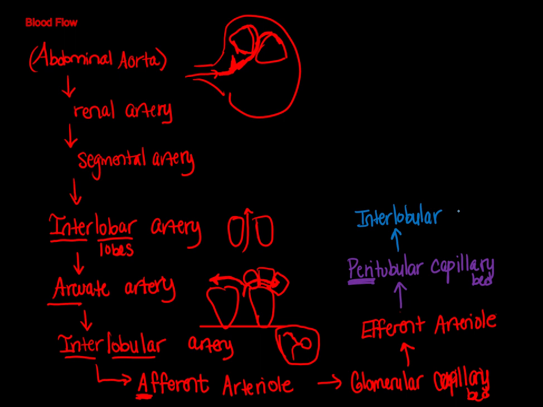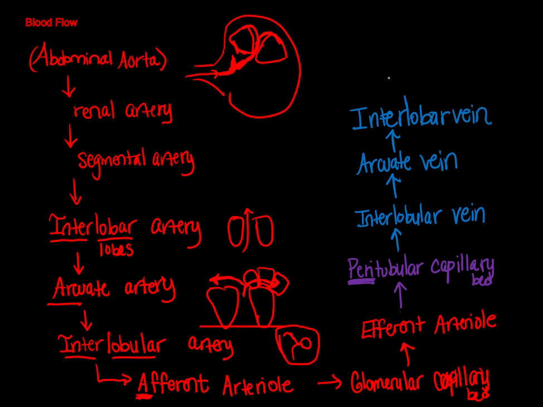So we'll get to the interlobular vein, then we'll get to the arcuate vein, then we'll go back between the lobes, and eventually drain from multiple interlobar veins to the renal vein, which will leave that hilum and drain into our inferior vena cava.